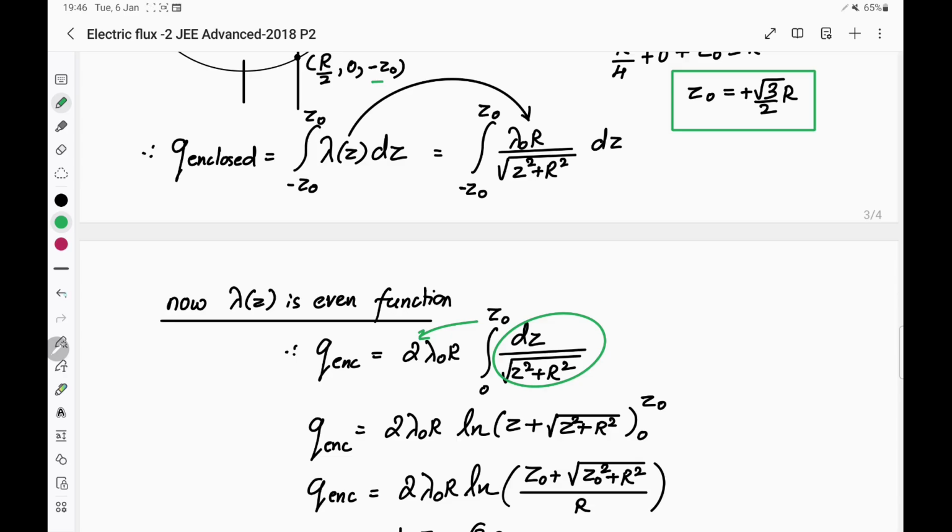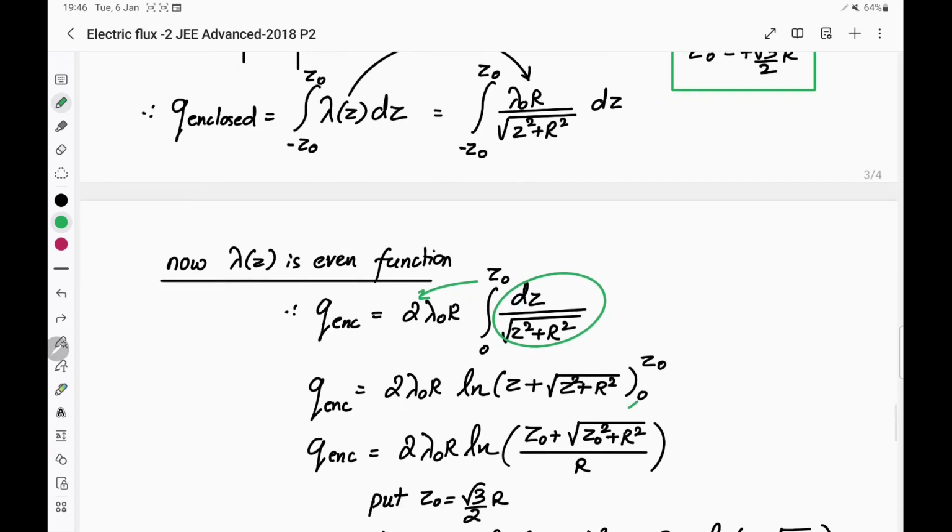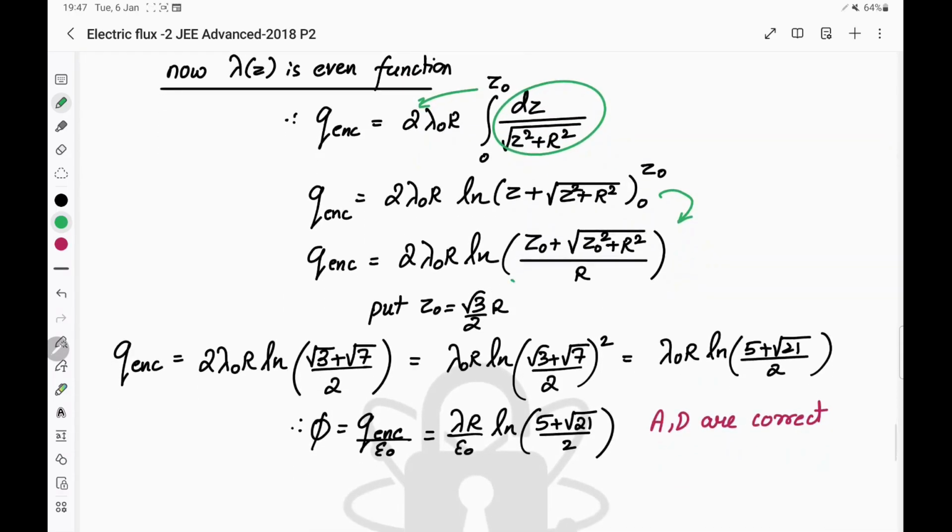We have a direct formula for this integral dz divided by root of z square plus r square, which is ln of z plus root of z square plus r square, the limits being from 0 to z naught. All we need to do is now substitute upper limit minus lower limit. On the lower limit, only an r survives. So log b minus log a is log b by a, and we will get this. Now all we need to do is substitute the value of z naught. Z naught is root 3 r by 2. When we substitute the value of z naught into this, you are going to obtain 2 lambda naught r ln of root 3 plus root 7 by 2.